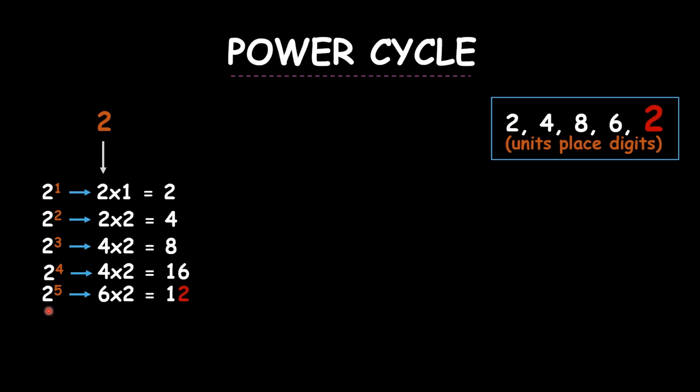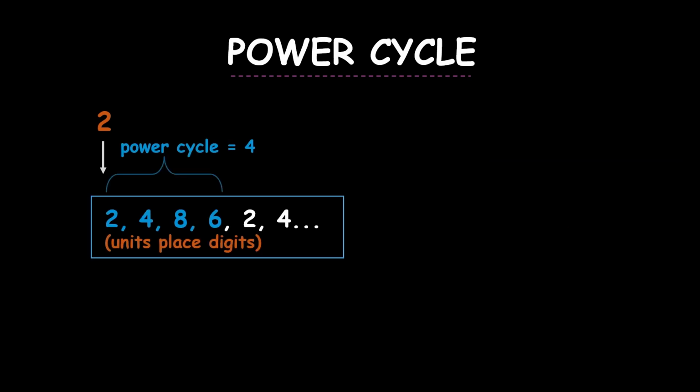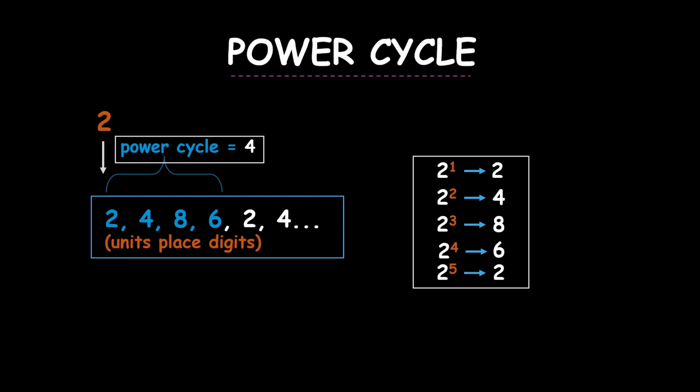2 raised to 5 is equivalent to 32. But here we are focusing only on the units place digit. So take the units place digit of the previous power, which is 6, then multiply it again by 2. So 6 multiplied by 2 gives 12. We need to take only the units place digit, which is again 2. So it is again repeated as 2, 4, 8, 6, then again 2, 4, 8, 6 and so on. So we got the power cycle of 2 as 4 with units place digits as 2, 4, 8, 6 and so on. So you need to remember only these two boxes.